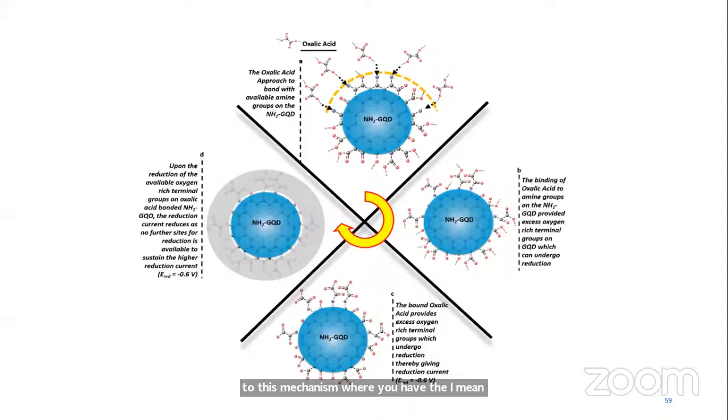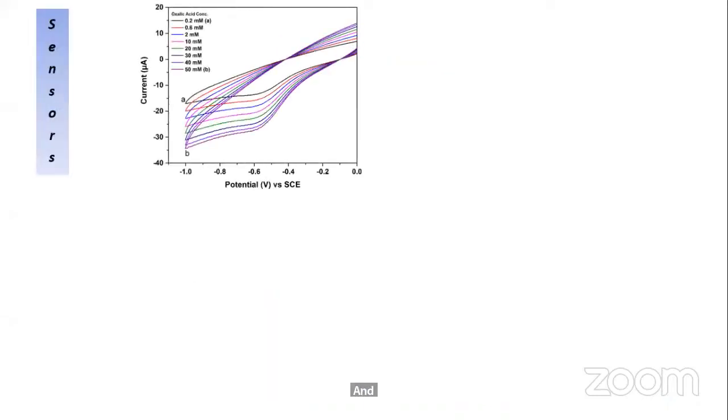Oxalic acid binds with the amine group, and then it forms the excess oxygen rich terminal groups on GQD, which can undergo reduction. In the third picture, you can see that the bonded oxalic acid provides excess oxygen rich terminal groups, which undergo reduction, thereby giving reduction current. Upon the reduction of the available oxygen rich terminal groups on the amine functionalized graphene quantum dots, the reduction current reduces and no further site is available for the higher reduction current. And thus, the graphene quantum dots act as a sensor for oxalic acid.